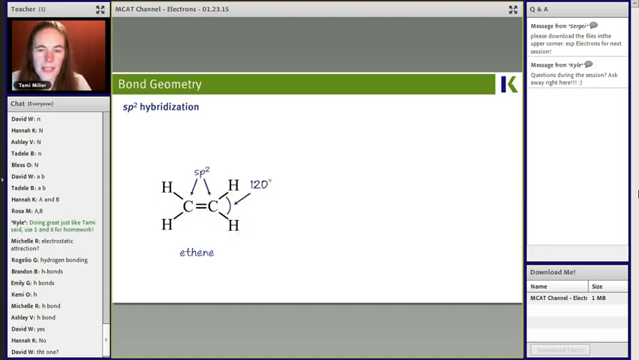When we look at this, this is 120 degrees. This is larger than what we want. And this is a trigonal planar. Okay, you can see that triangle in there, which is why we call it trigonal. And you can see that it is planar right here.